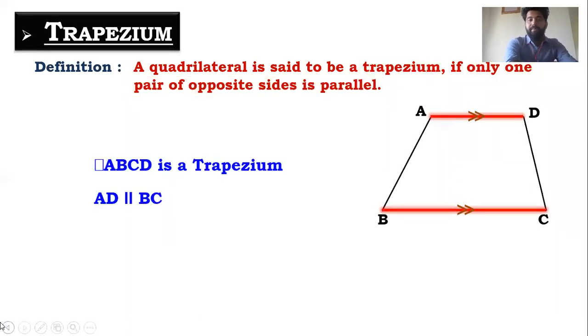So the definition of a trapezium is: in a quadrilateral, if only one pair of opposite sides are parallel, it is called a trapezium. What is the difference? In a parallelogram, both the pairs are parallel. In a trapezium, only one pair is parallel. Have you understood the difference between parallelogram and trapezium? In parallelogram, both pairs of opposite sides are parallel. In trapezium, only one pair is parallel.